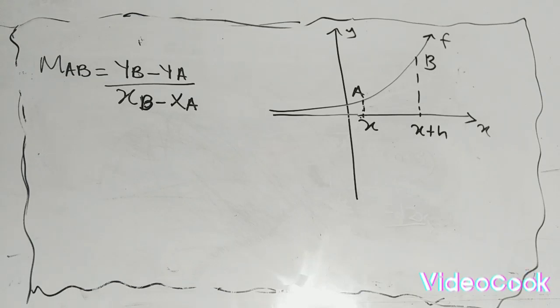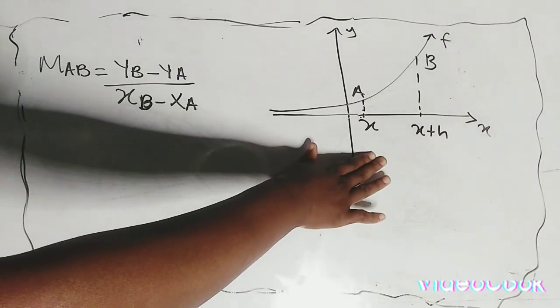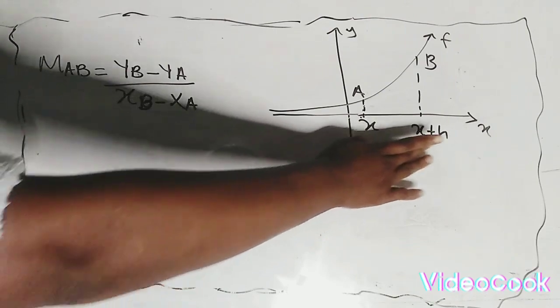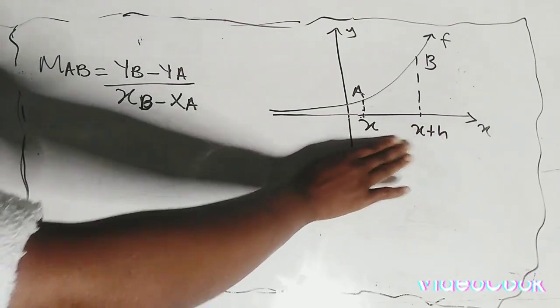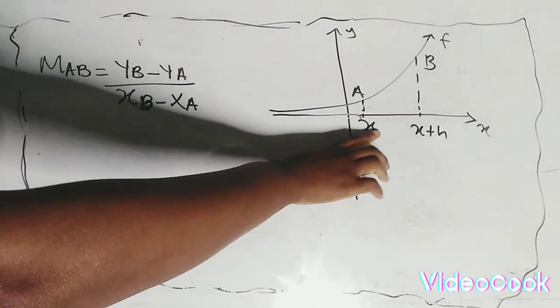On this lesson, we are going to be deducing the general formula for calculating gradient. We're saying calculating gradient is just y2 minus y1 over x2 minus x1. Now, looking at this diagram here, we are calculating the gradient between x and x plus h.